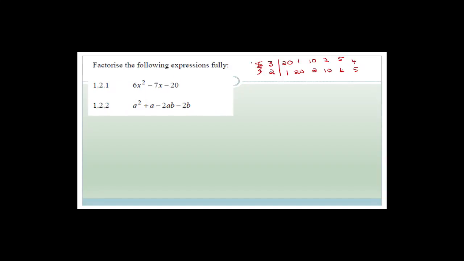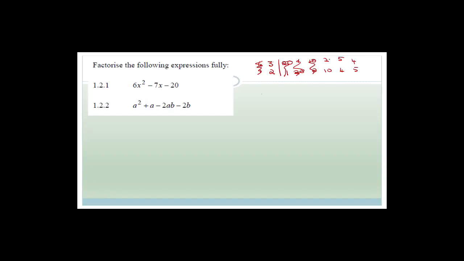Let's look at the 3 and 2. 3 times 1 is 3 and 1 times 2 times 20 is 40. Not going to work. 3 times 20 is 60 and 1 times 2 is 62 or 58. Not going to work. 3 times 2 is 6. And 10 times 2 is 20. But that still does not give us a 7. So that's not going to work. 3 times 10 is 30.